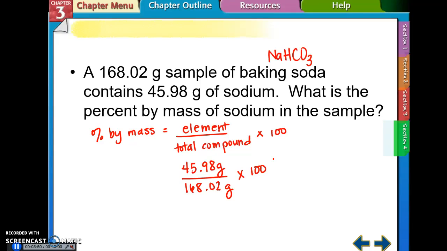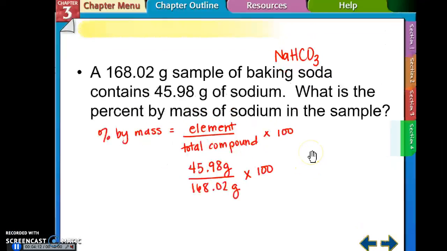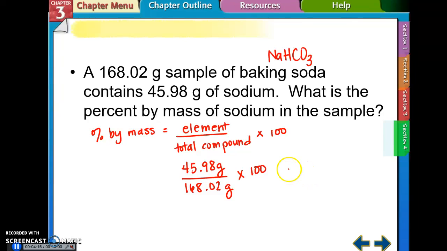So when I take my calculator and I do 45.98 divided by 168.02, I hit enter, I get 0.27365787979. Then I multiply that times 100, and the percent by mass of sodium in that compound is 27.37%. For our mathematical answers, try to go out to 2 decimal places and make sure you include your units.